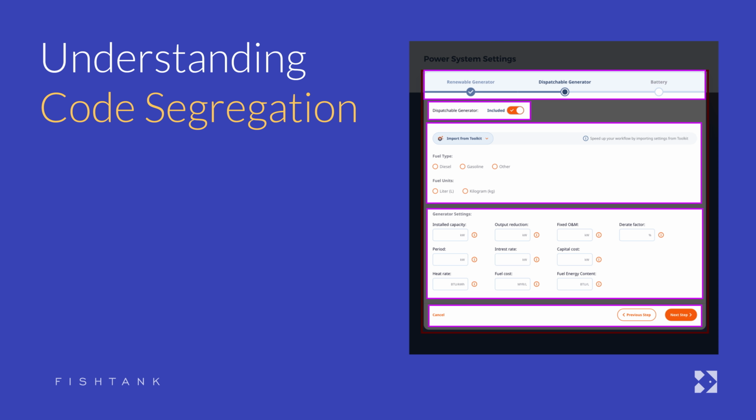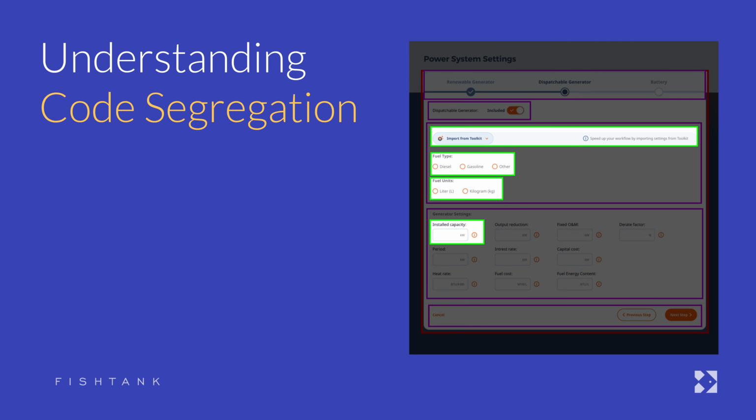And then inside these purple components, we'd also have these green components, right? So that import from toolkit could be its own component. The fuel type and fuel units can be its own component inside the parent component. And then the generator settings, you can build one little input block there and then have it repeat, go through an array to display them all. But again, that would be its own subcomponent. It would be entirely separated. Now you have this tree structure of how the code's built out between the different components.